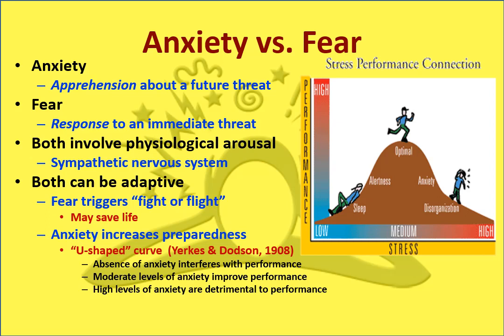Anxiety increases preparedness. In sports psychology, they often talk about the Yerkes-Dodson inverted U curve, where you have to have a certain amount of stress or anxiety in order to be alert. If you have too much, you don't perform well. So there's this optimal performance. You have to have a certain amount of anxiety before a sports event.